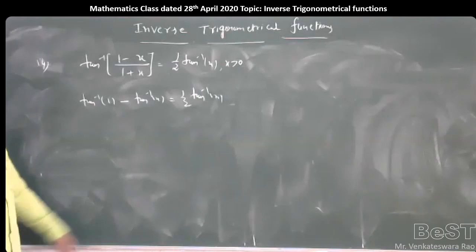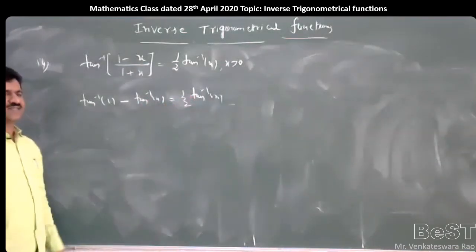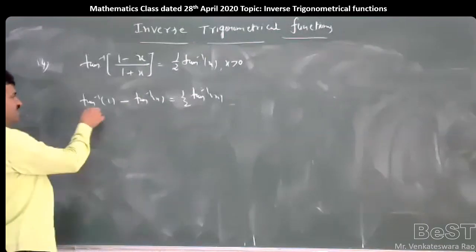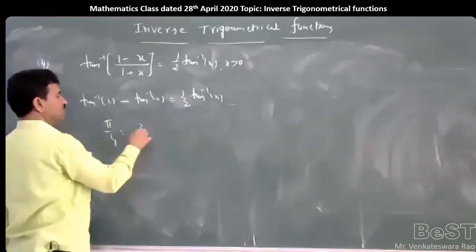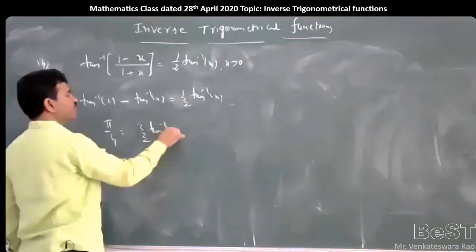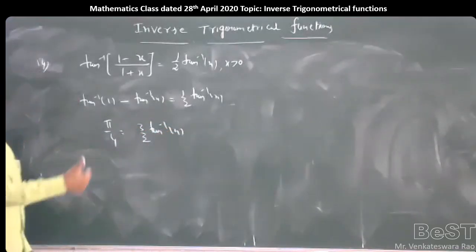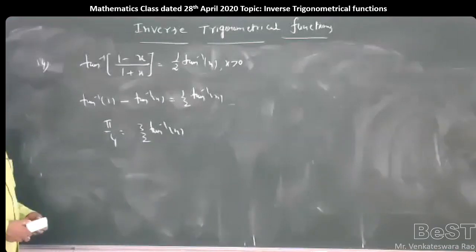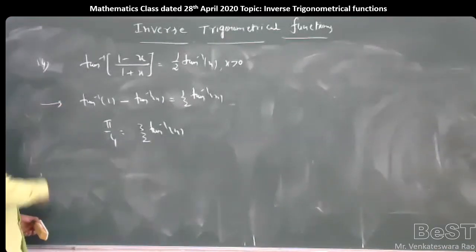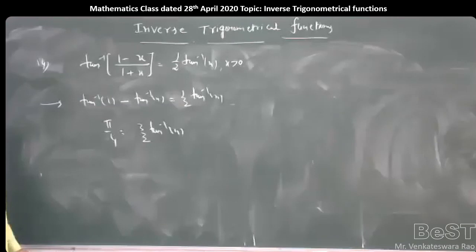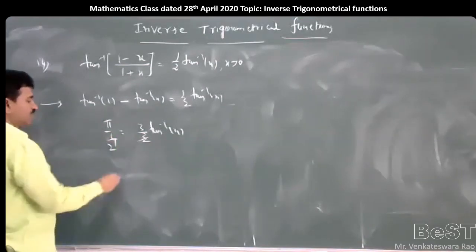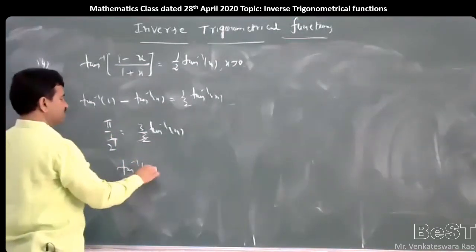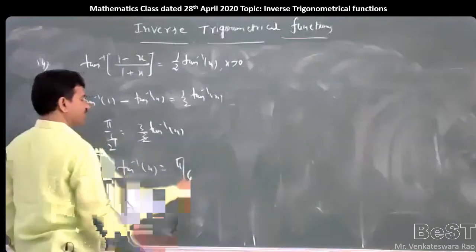Sending this tan inverse of x to the right side. So tan inverse of 1 means pi by 4. This is equal to 1 plus 1 by 2, 3 by 2 tan inverse of x. Only this is the key formula here to crack this question. See the cancellations. 2 takes 2 times. So tan inverse of x is equal to pi by 6.